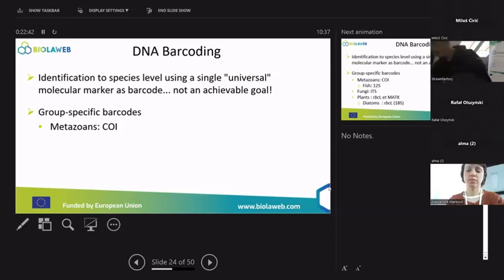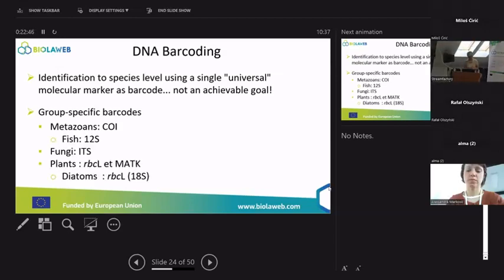Of course, COX-1 works well for most metazoans, but for fish, for example, there is another barcode that is more efficient. For fungi, there is another one. For plants, for diatoms. I will not go into detail here because Clarisse will go into more detail in a few minutes, and also Frédéric will go into much detail for phytoplankton and for diatoms.